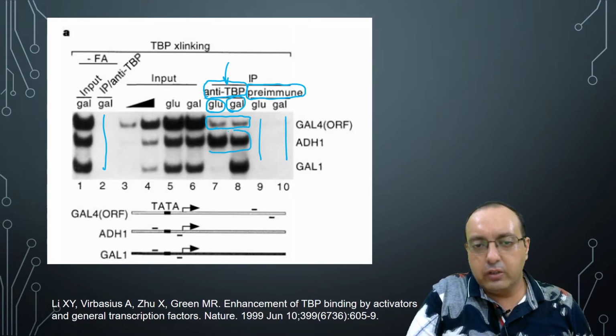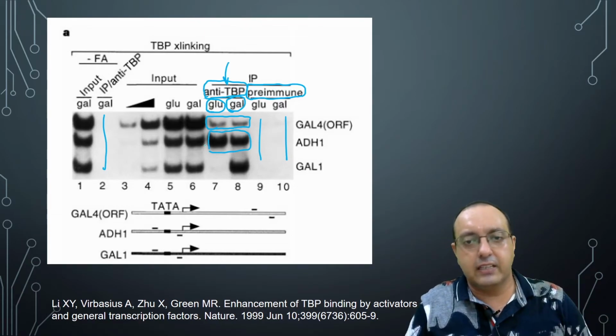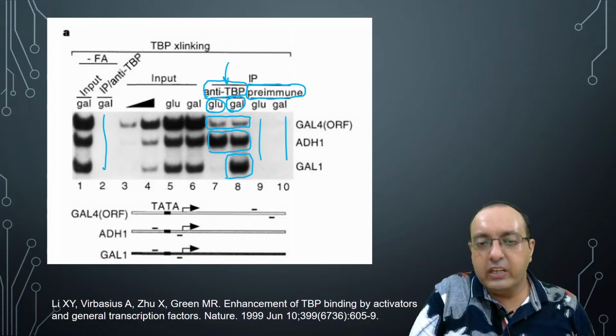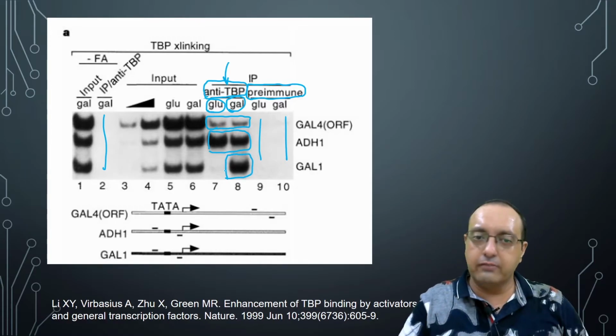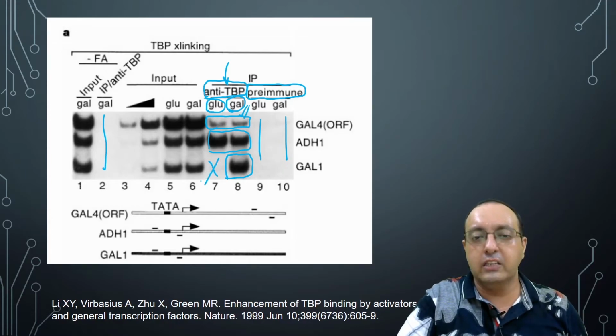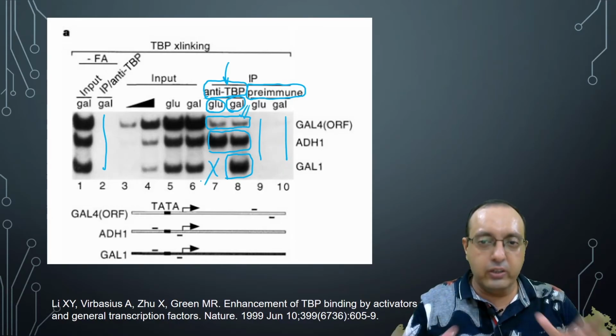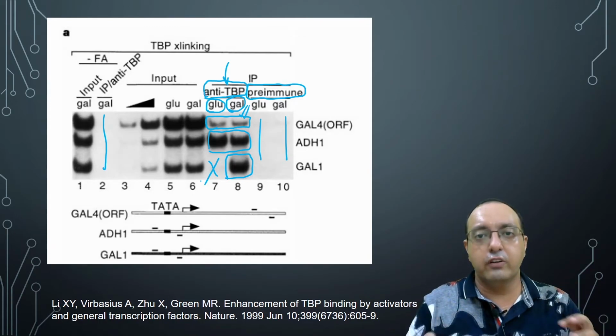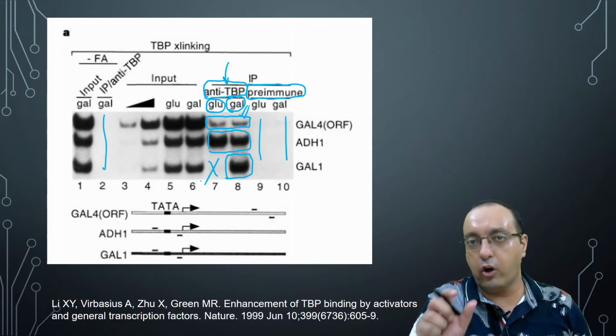ADH1, which is constitutively active, gives a signal in both, right? And GAL1, which is stimulated only in response to galactose, gives a response only in the galactose lane and not in the glucose lane. So this is a very good example of how ChIP can determine whether your protein of interest binds to a particular region or not.